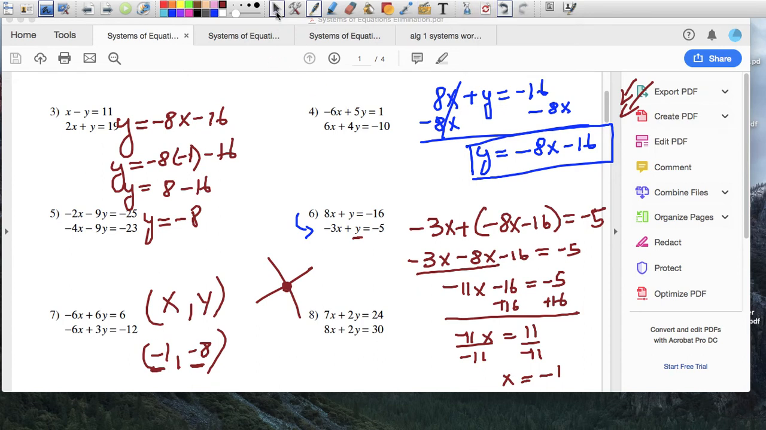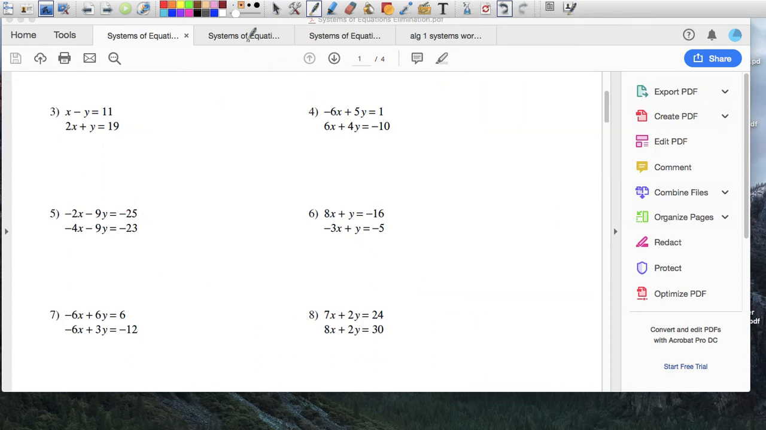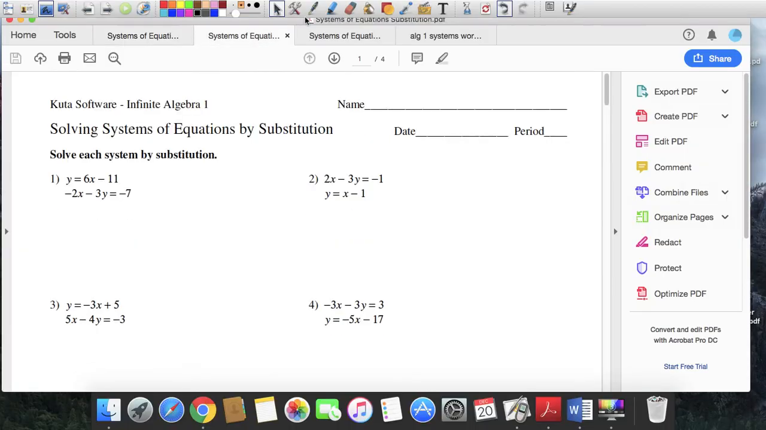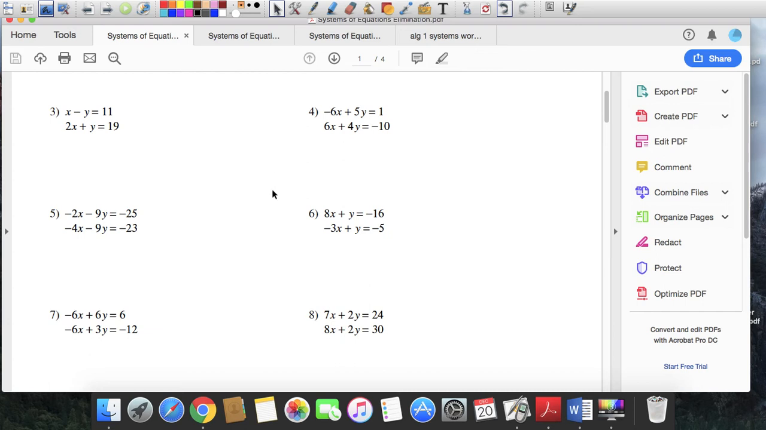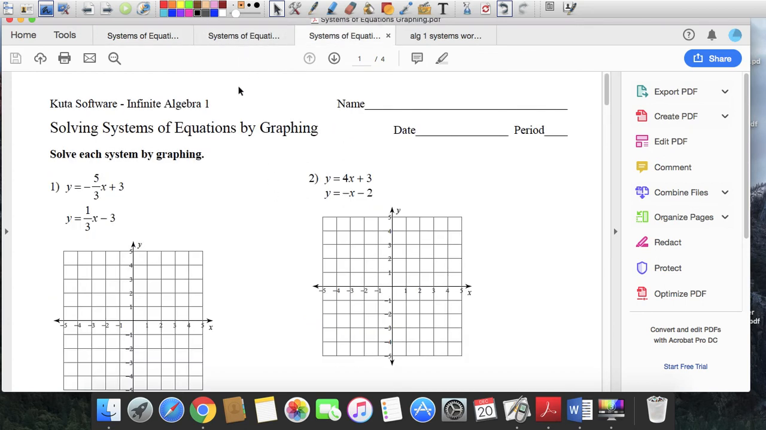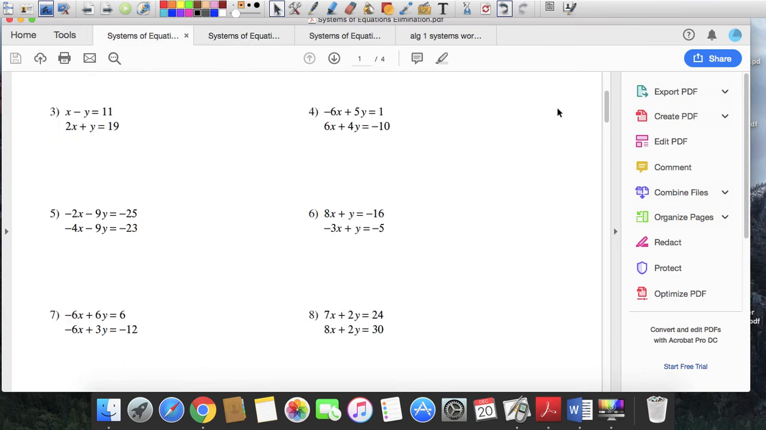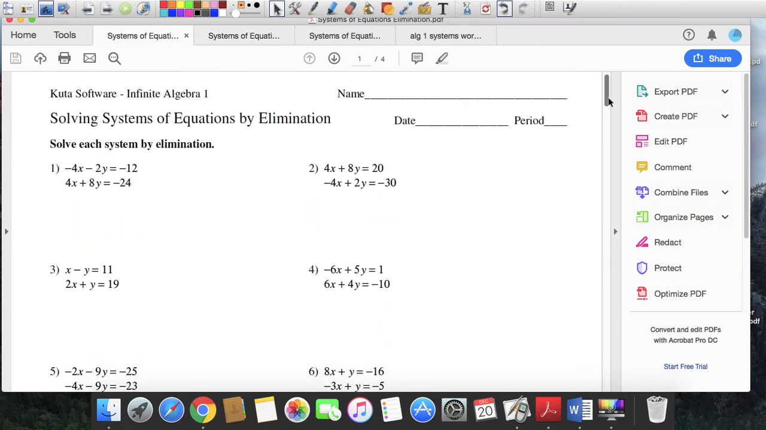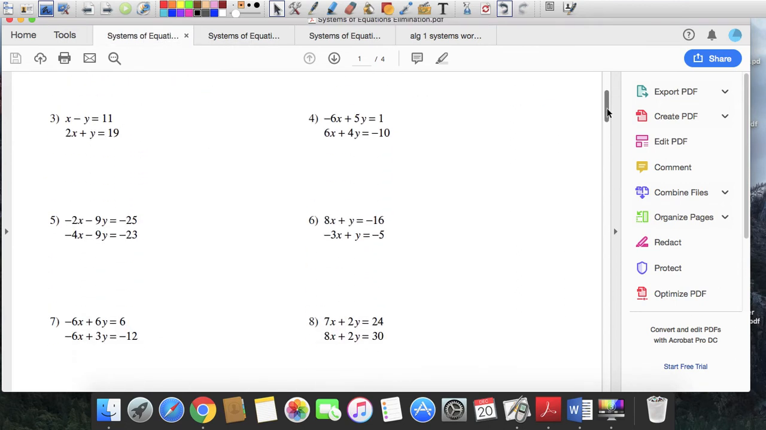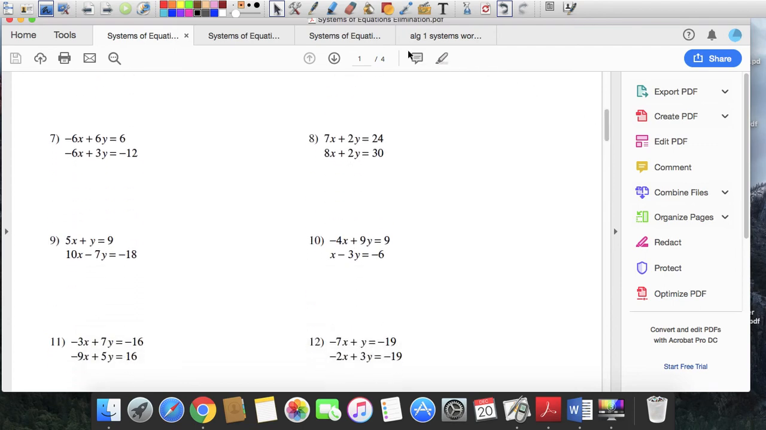I'm going to switch now to something else. And this is by substitution. I don't know what that was. No, this is by substitution. This should be by elimination. Oh, okay, I did it backwards. Doesn't matter. So let's do this by elimination.